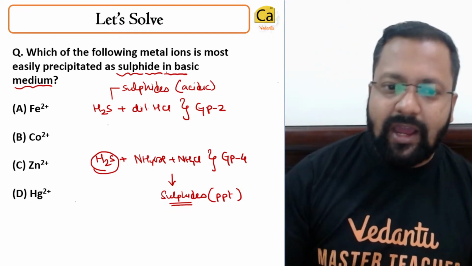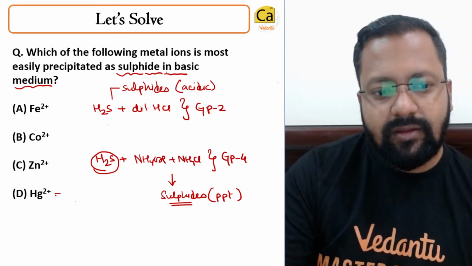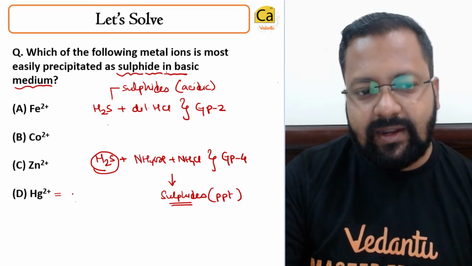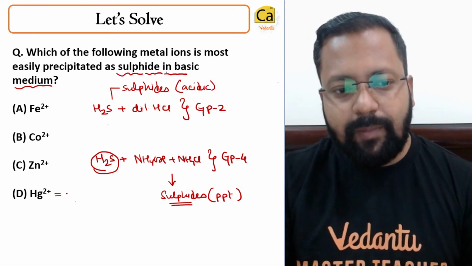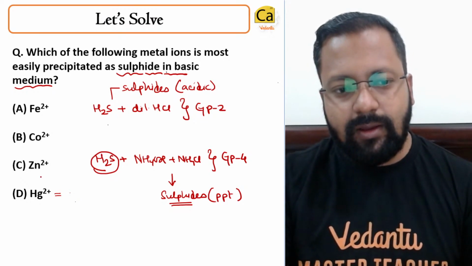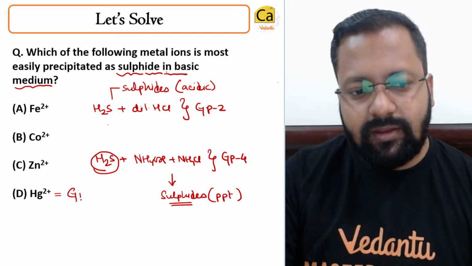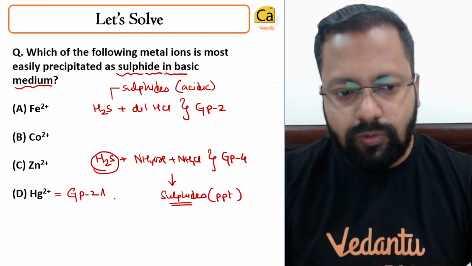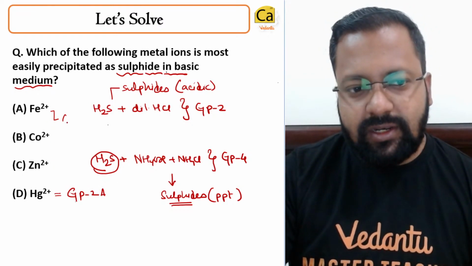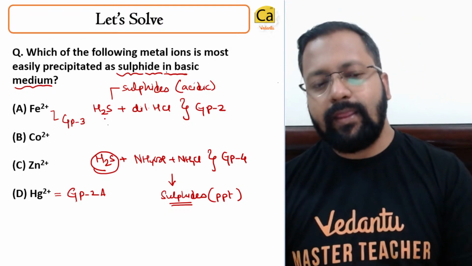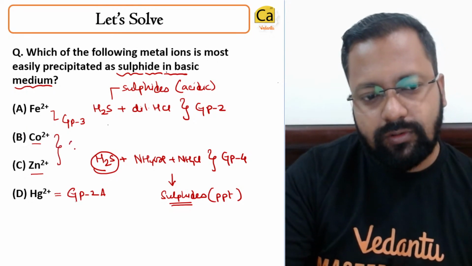So which ions? Now look, Hg2+ we had already identified. We had identified that it will be present in what? Group 2A. So we can write it in group 2A. Iron is present in group 3. Okay. Cobalt and zinc, they're present in group 4.